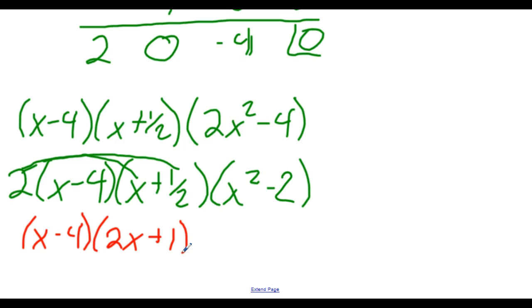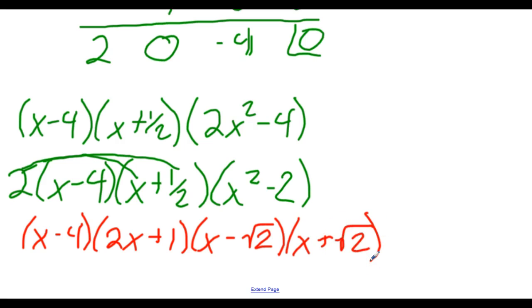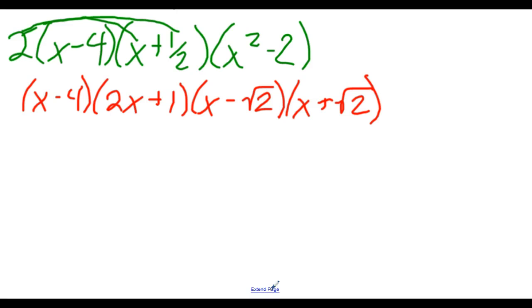2 is the same as radical 2 times radical 2. So it actually is a perfect square, which means we could factor this into x minus radical 2 times x plus radical 2. So now we have all of our factors. Now we would take each of these factors and set them equal to 0.